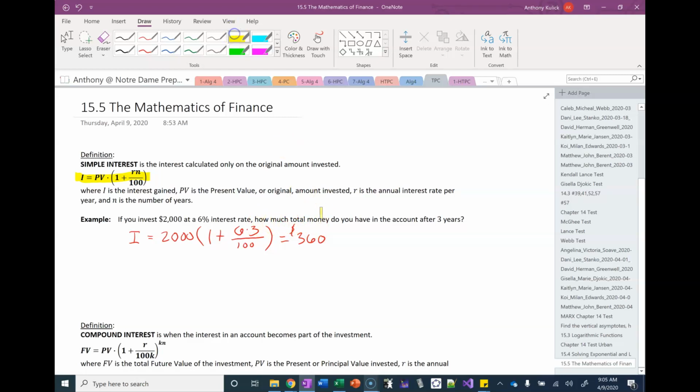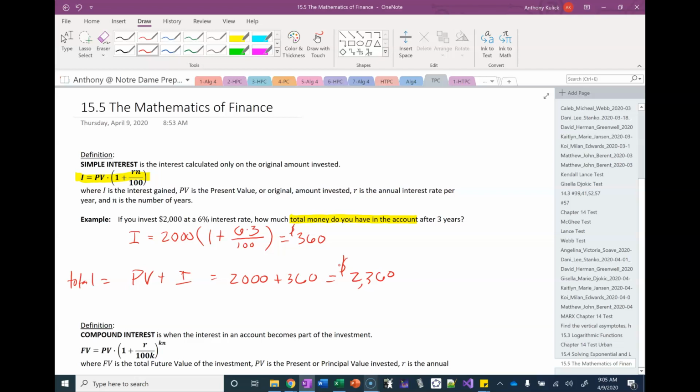But it asks for the total money in the account. So remember that total money is going to be the initial amount plus the interest. So here we have 2,000 plus the 360, or $2,360. So simple interest is pretty straightforward. You gain interest based on your initial investment.